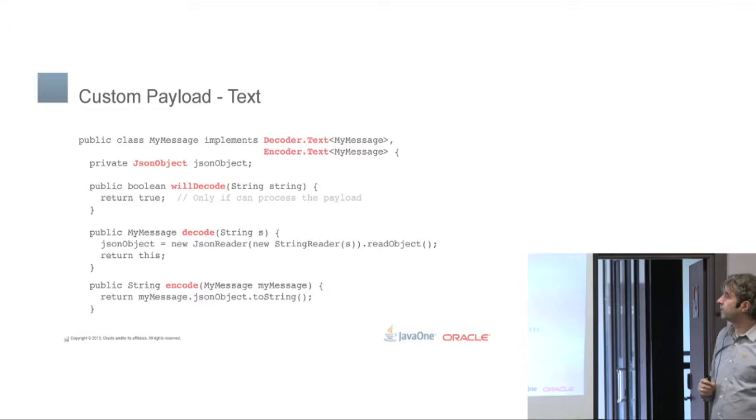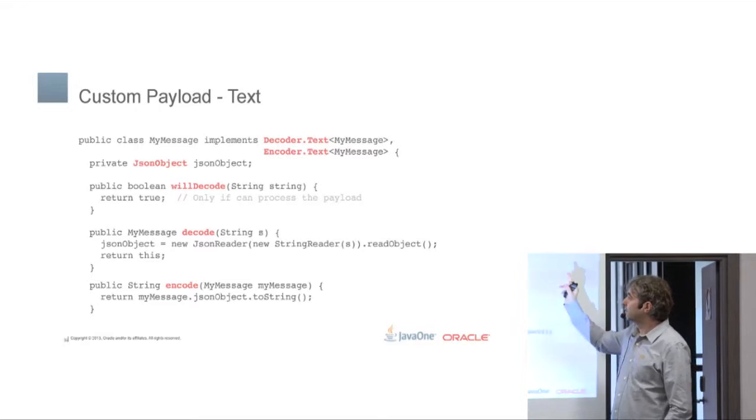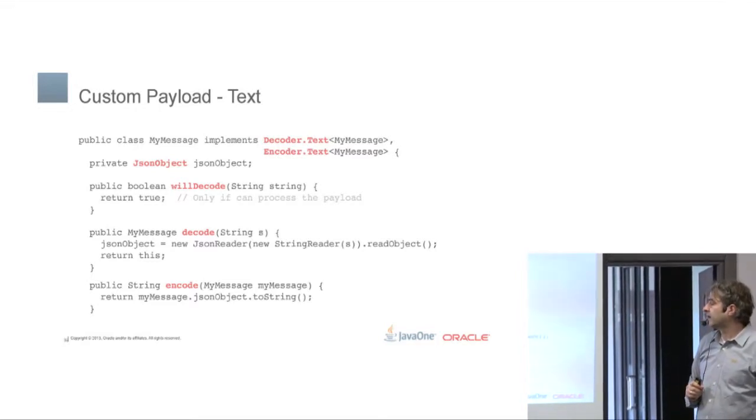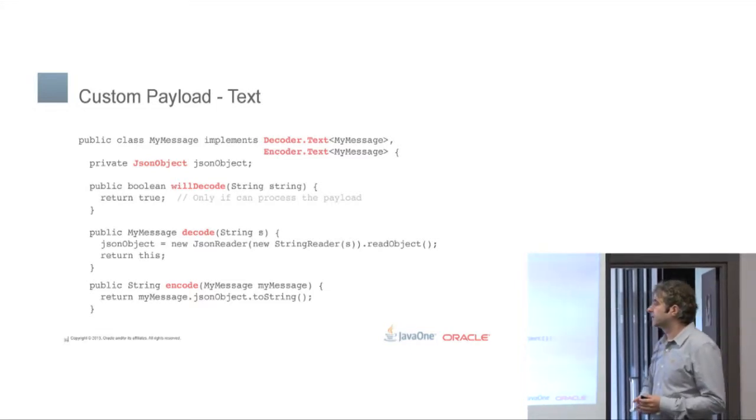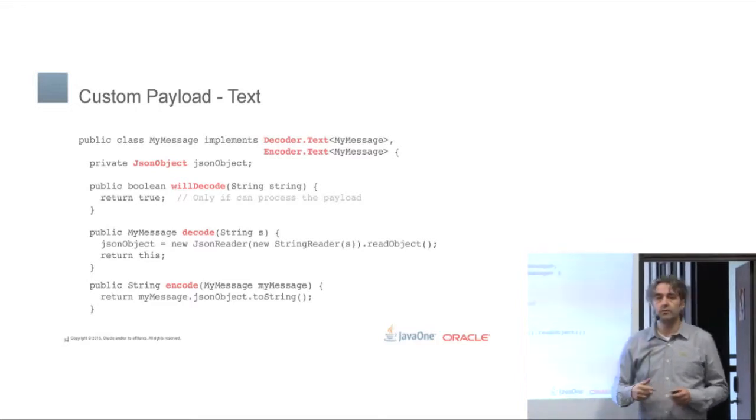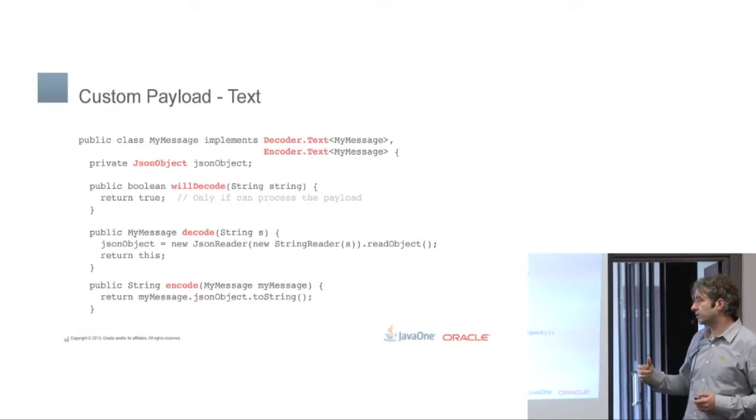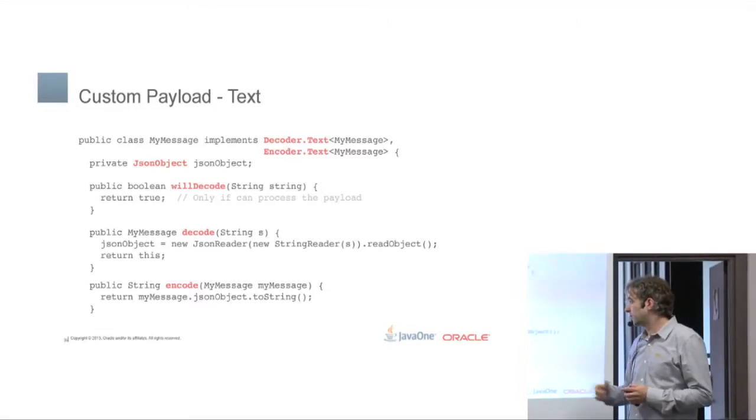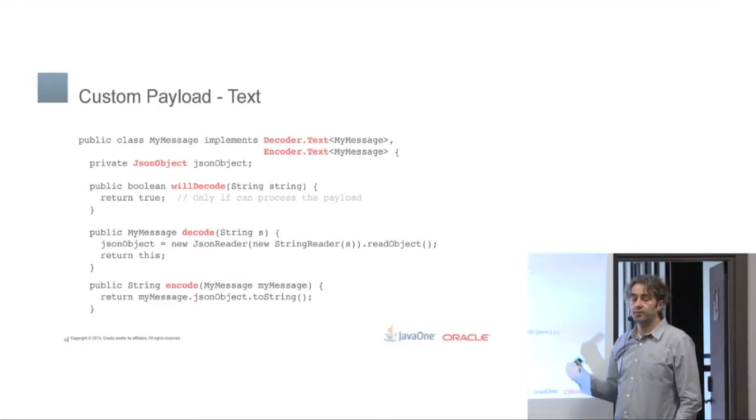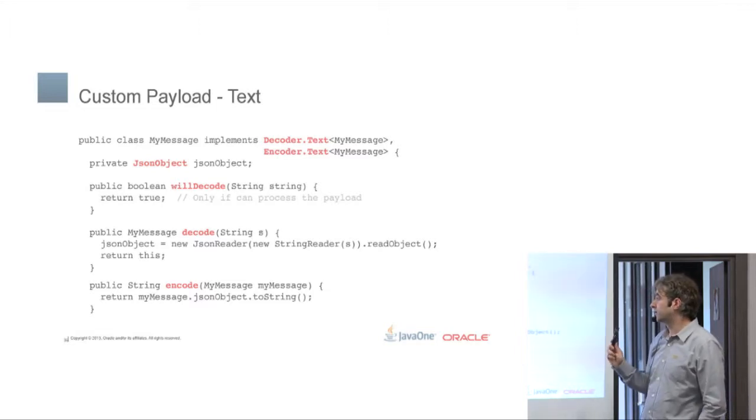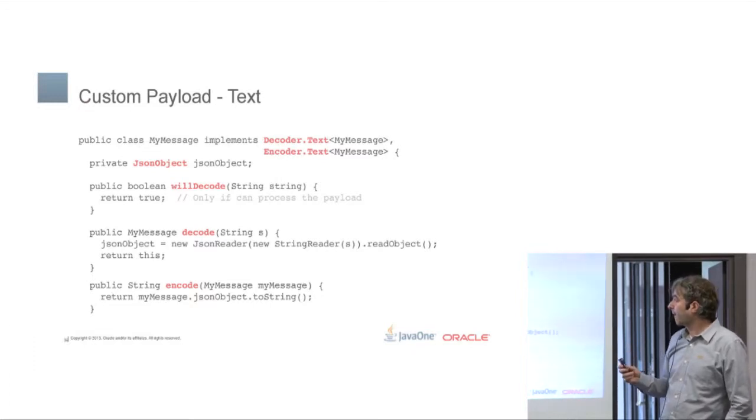So this is an example of, in this case, an encoder and a decoder for text payload. There are three methods. This is the method that will be invoked when we need to encode something. So we want to encode the Java object to a text-based payload. On the other side, the remote endpoint will do the opposite. It wants to decode the text payload into a Java object.